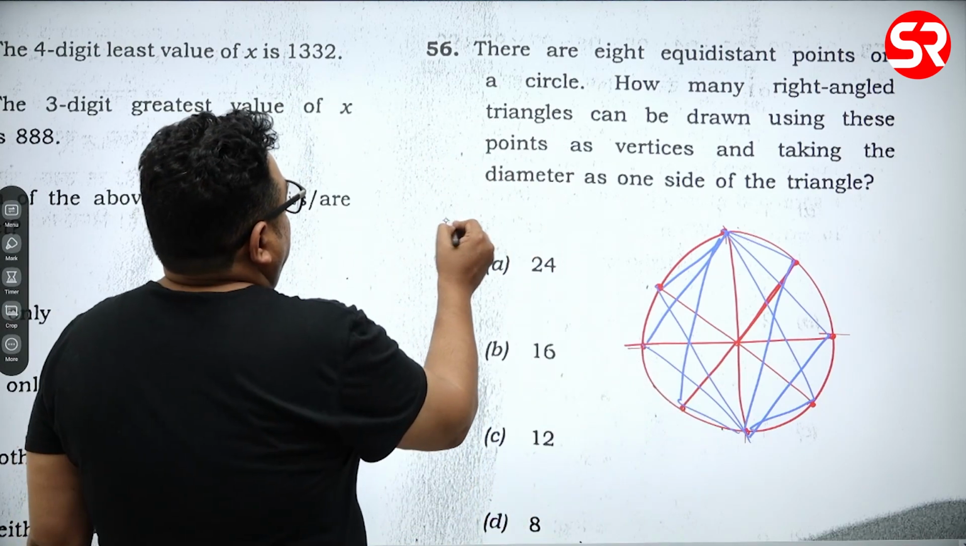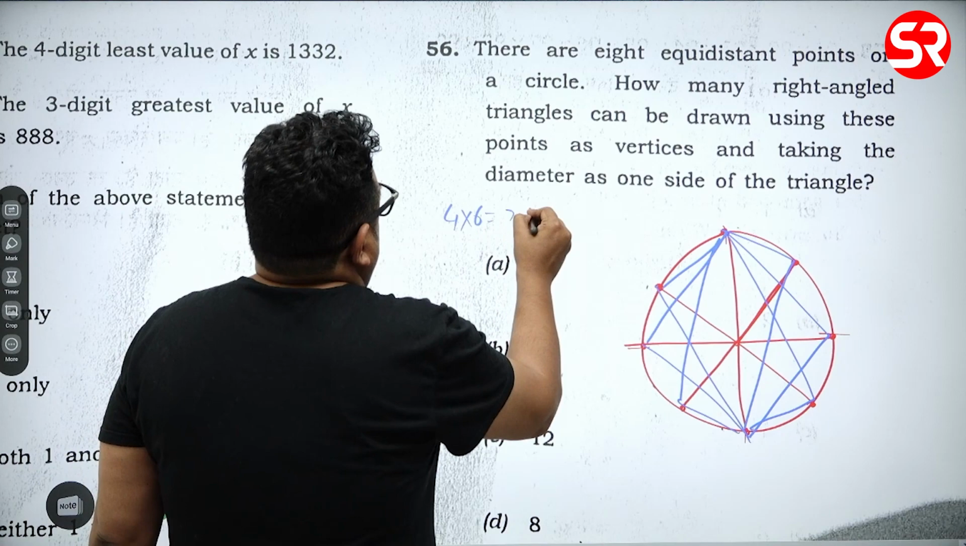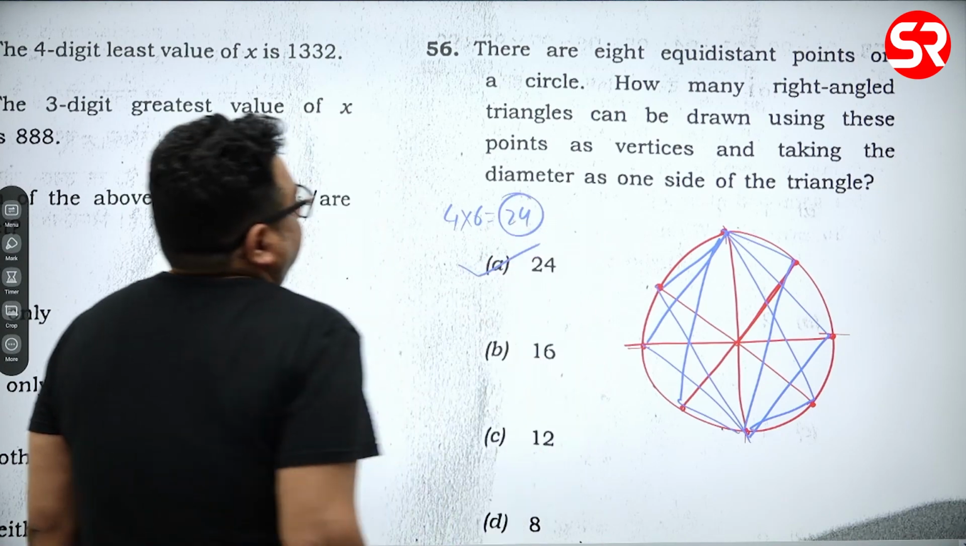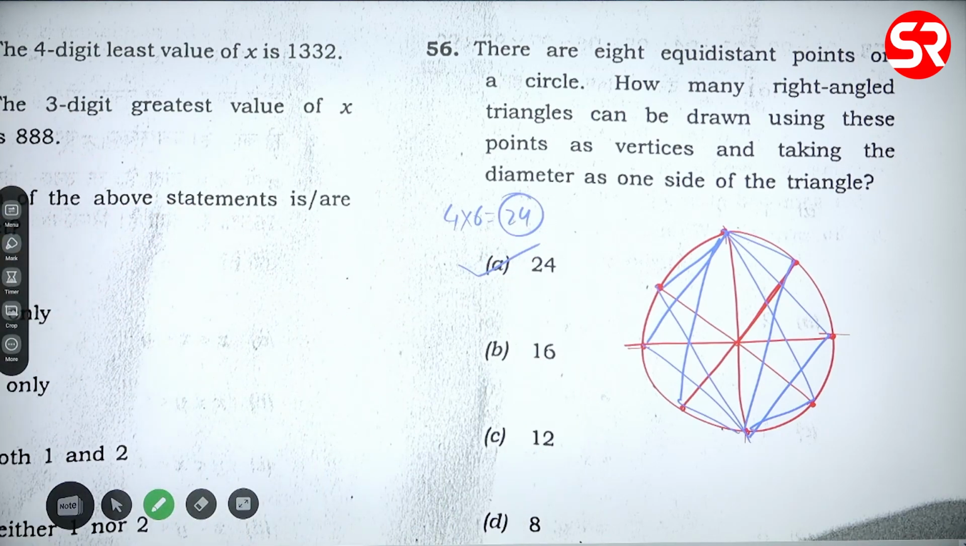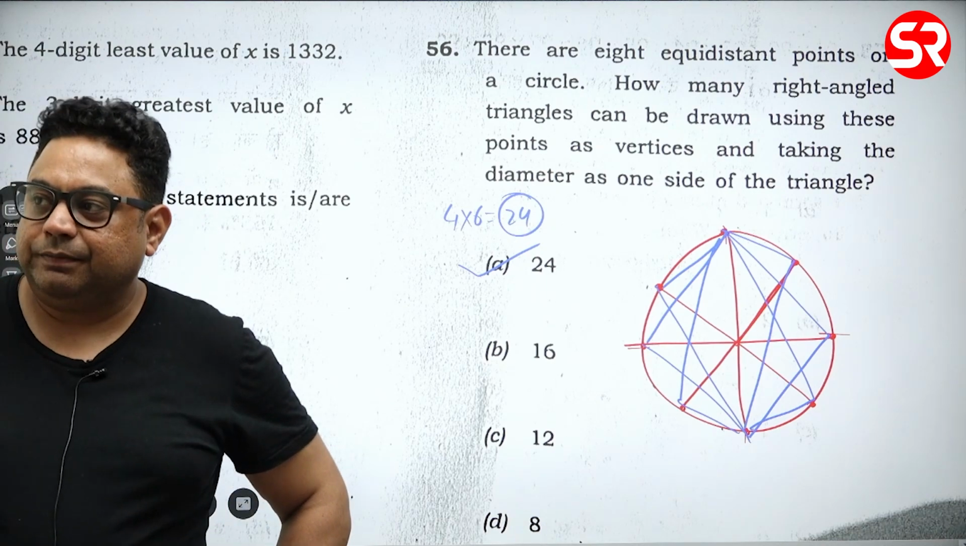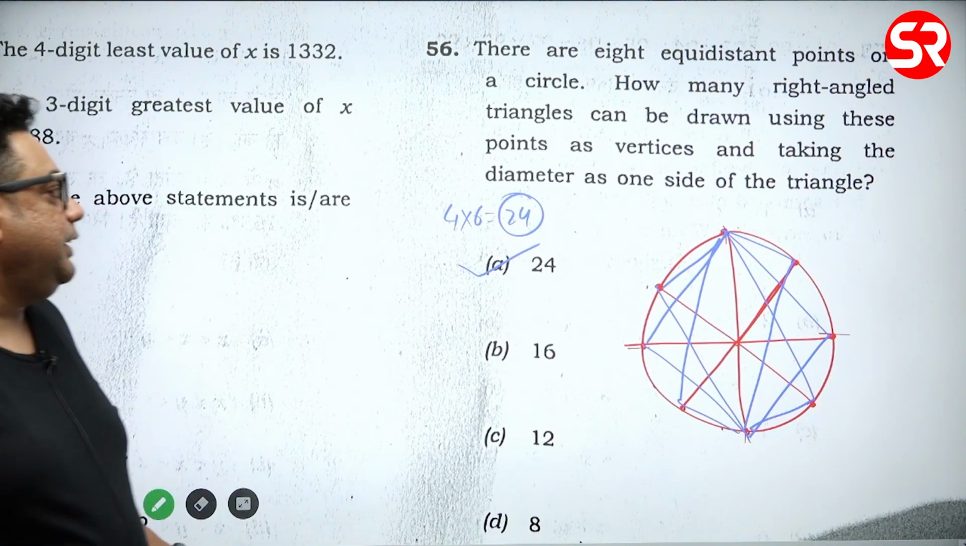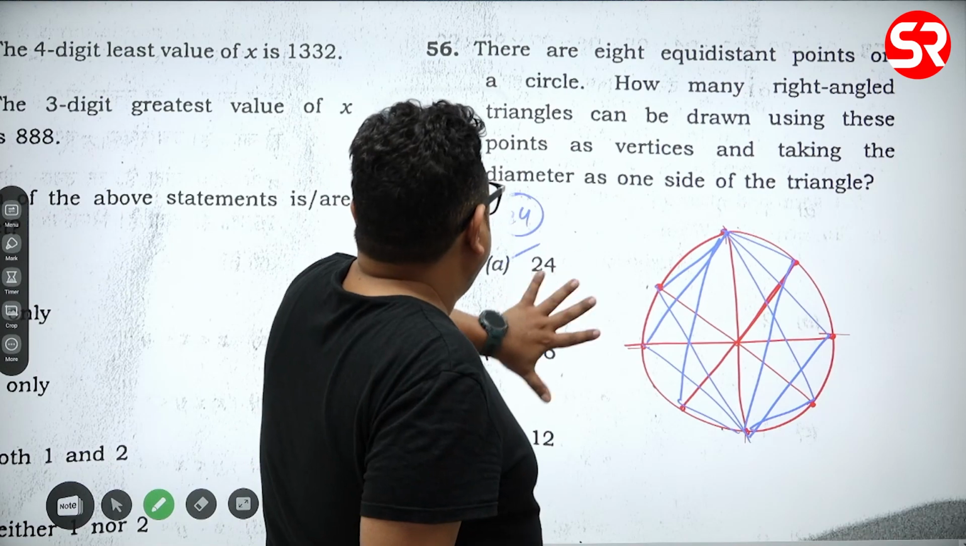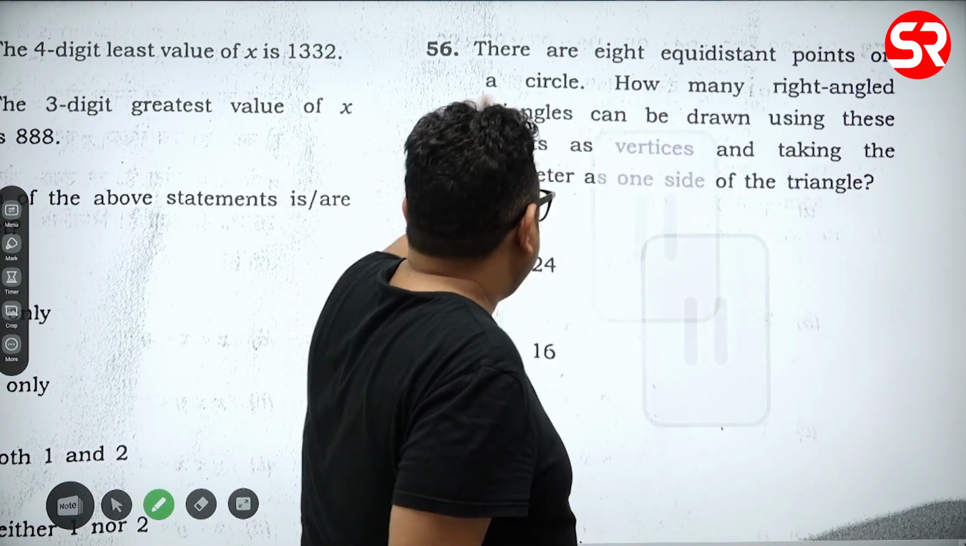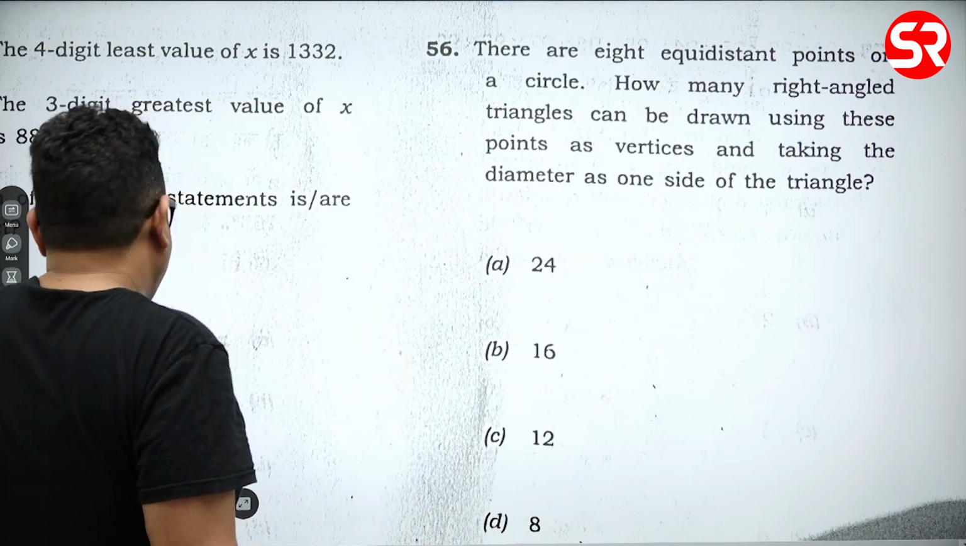So there are 4 diameters. 4 into 6, 24 right angle triangles. All right. One diameter 6. There are 4 diameters, right? So you would definitely get 24. Clear? Good question, guys. Good question.